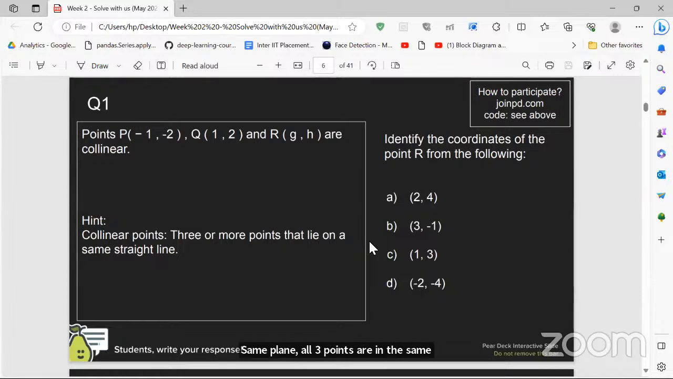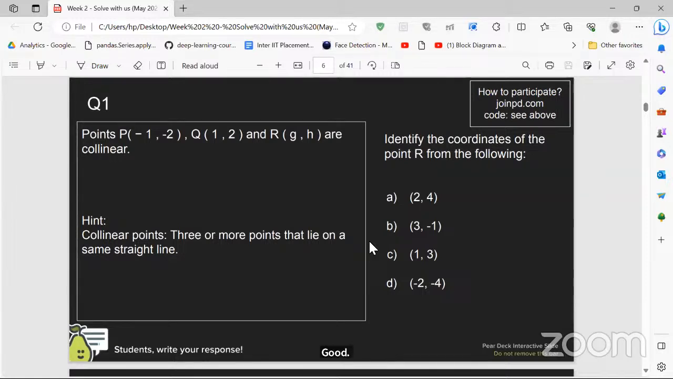Also, the area of the triangle formed by them would be zero, because they lie on the same straight line. So, can you tell me one more property if you have three collinear points? The slopes should be equal. They will have the same slope, sir. Correct. So you have got the hint.